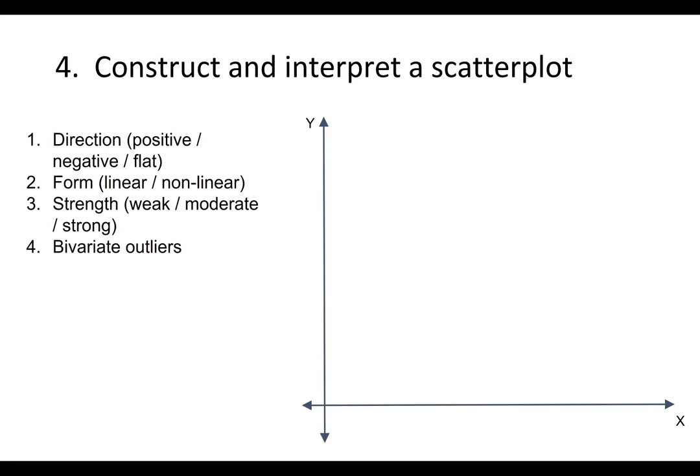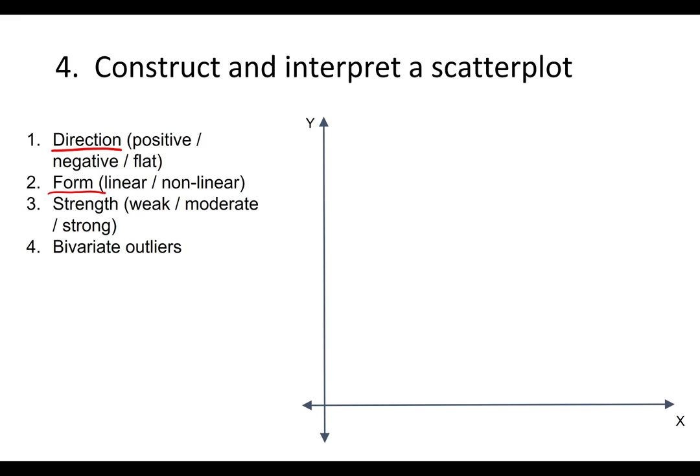These are the four things that we look at when we're interpreting a scatterplot. First, the direction. A positive relationship means that we're going from the bottom left to the upper right. In other words, the slope of the line of best fit, which we'll learn about soon, is positive. A negative relationship would be a pattern that moves from the upper left to the lower right. And a flat horizontal pattern would tell us that there's no relationship at all.